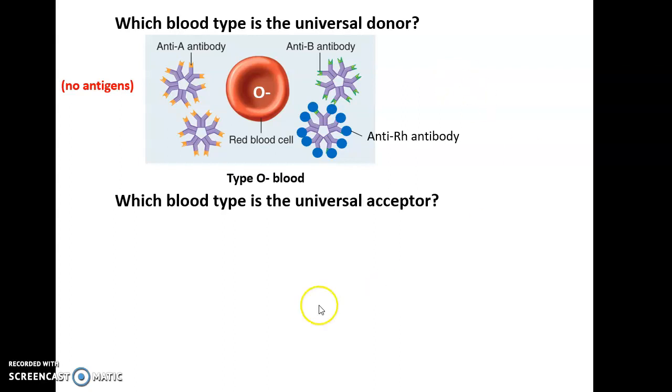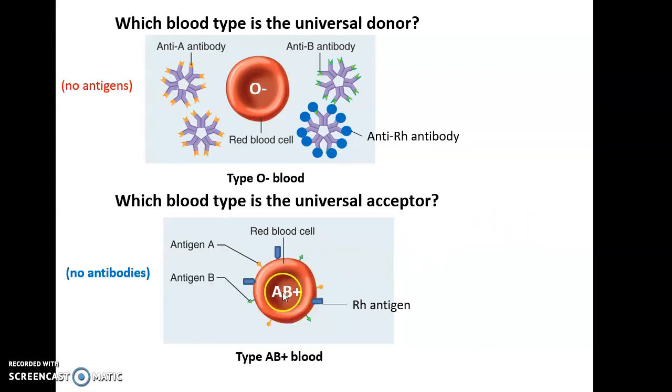And which blood type is the universal acceptor? Can receive blood from anybody. The answer is AB plus. AB plus is the universal acceptor. They have all three antigens on the surface of their red blood cells, so they have no antibodies against any of those antigens. So they can receive blood from anybody.